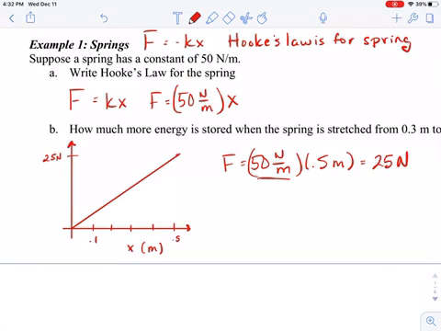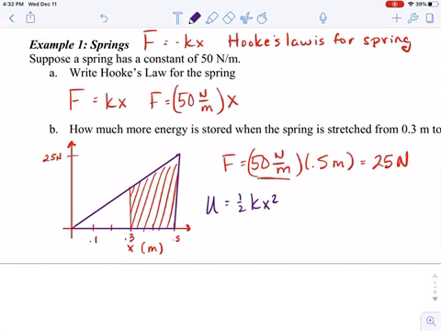The answer to this question, how much more energy is stored, is a question of area. We want to know how much energy is stored in this part of the graph. So there's a couple different ways that I can solve that. I could find the area of this outer triangle. I'll color it in purple here. The area of this outer triangle in purple would be 1/2 kx squared, or 1/2 times 50 times 0.5 squared, and that would be, let's see, 6.25 joules.